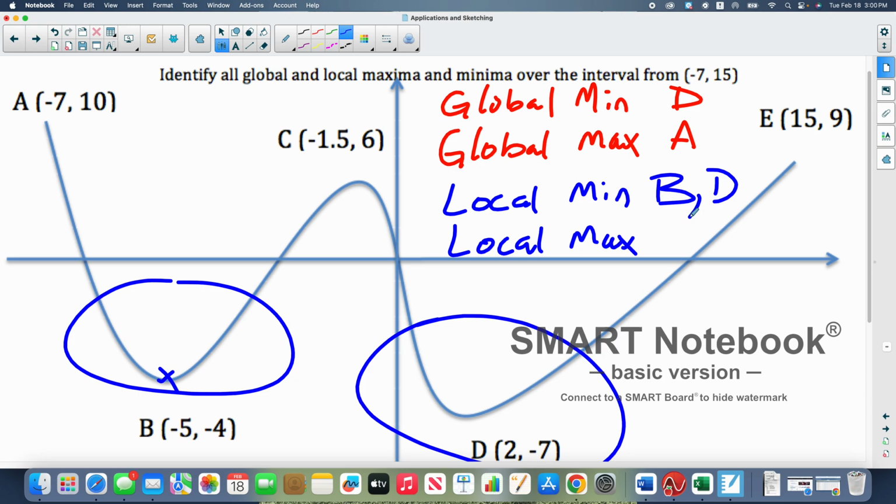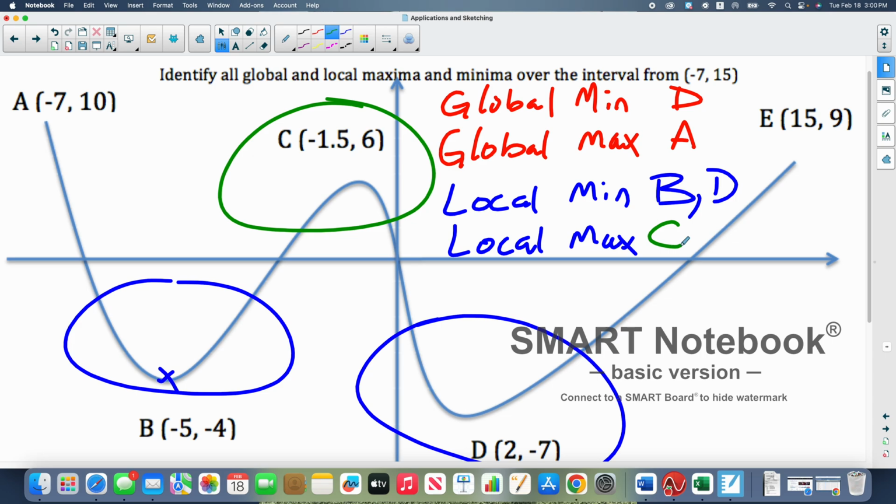This would probably be a good TOK question or whatever, because we think of things only in our lens. So if only in our relative area, close to us, I'm good. Wait, so only D would be the local minimum? No, D and B would both be local minimums. Only D would be the global minimum. Right here, C would be what? A local max.